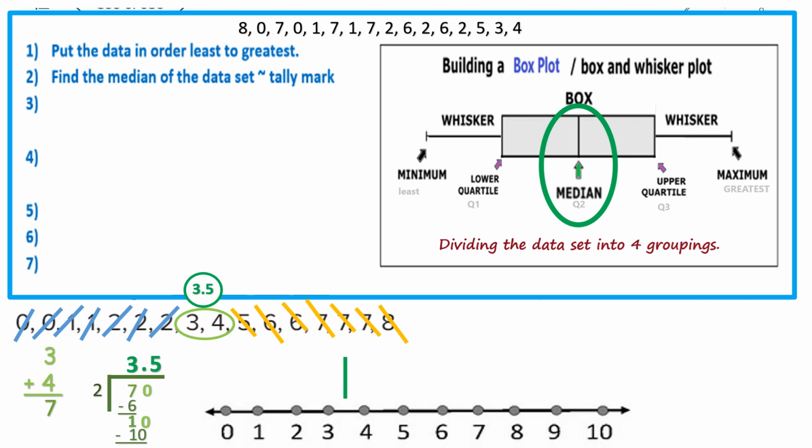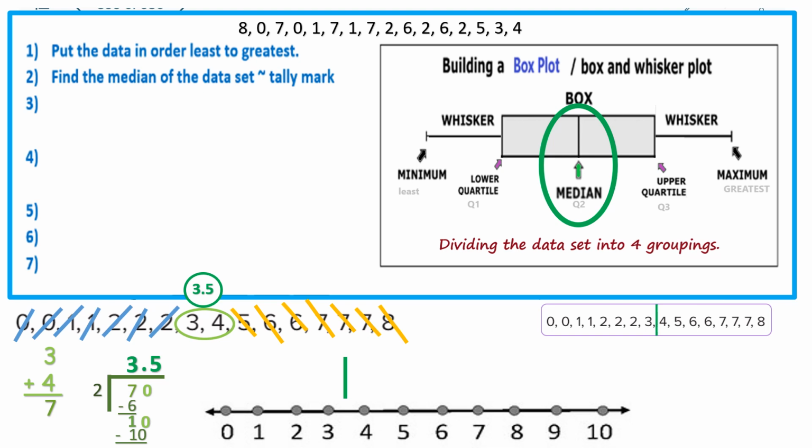So where the 3.5 would be, I'm going to make this tally mark, and this is going to be the first mark of my box plot. Notice I'm not putting it over the line, I'm putting it on top of the line, floating up there in the space. Once I've done that, then hopefully I can see where I'm starting to build those 4 equal groups. So when I look at all of the numbers from 0 to 8 in order, what I've done is I've now divided them into 2 equal groups.